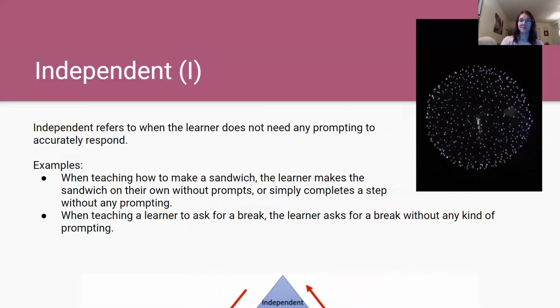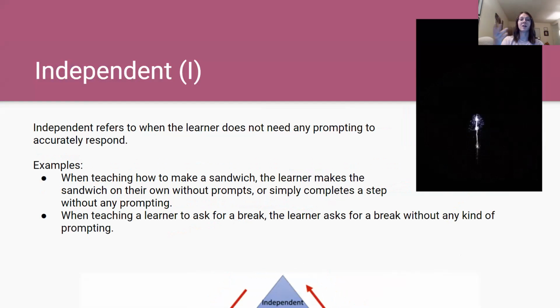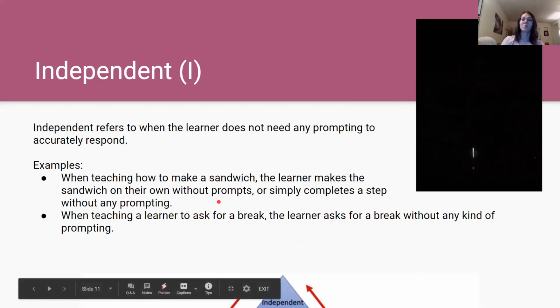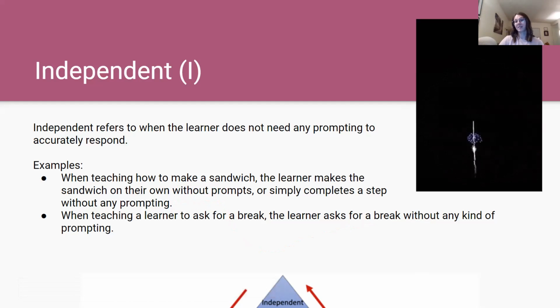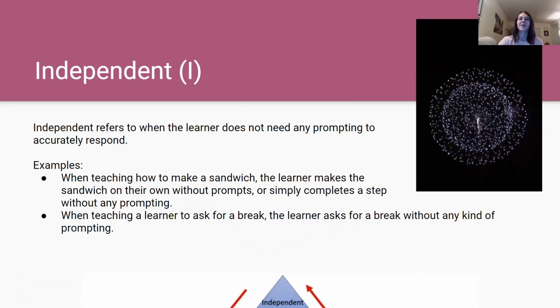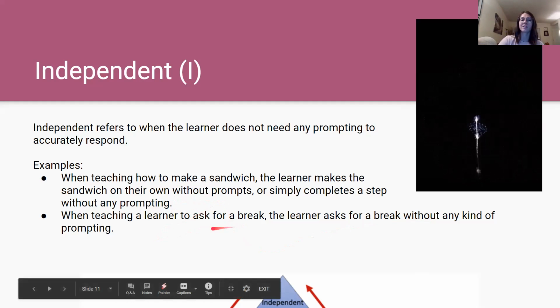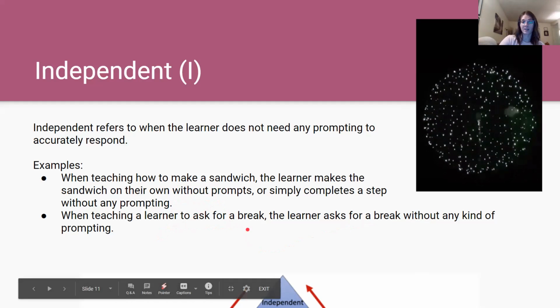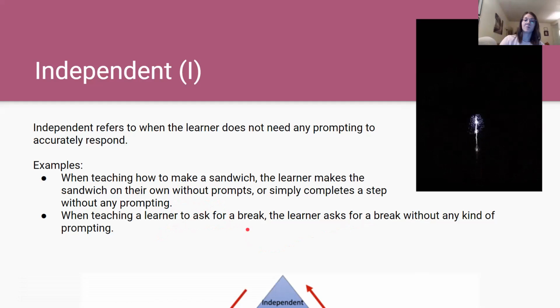So independent, this is when they have stopped needing your prompts and they are now doing it on their own. So the natural cue for making a sandwich would be, Megan, make a sandwich. Or if they're just hungry, that could be the natural cue as well. For the break, you can ask for a break. The learner asks for a break without any kind of prompting. So they just recognize that they're frustrated and they need a break, and they ask for it on their own.